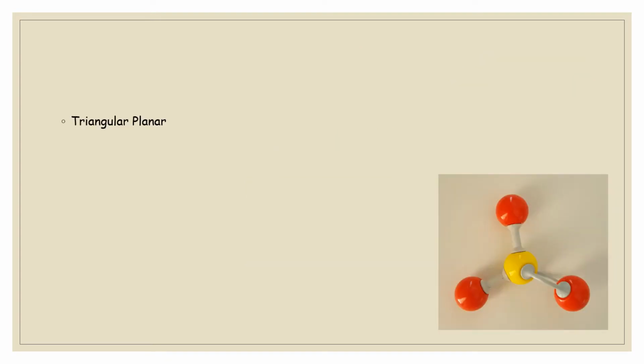This time I'm going to look at an example of triangular planar. Triangular planar is once again a symmetrical shape. Let's look at the actual example we've got here, which is sulfur trioxide. In this, the sulfur-oxygen bond is a polar covalent bond.